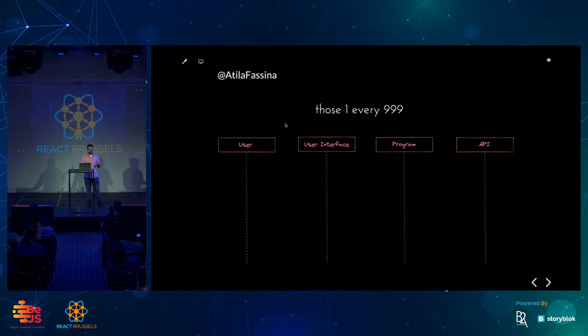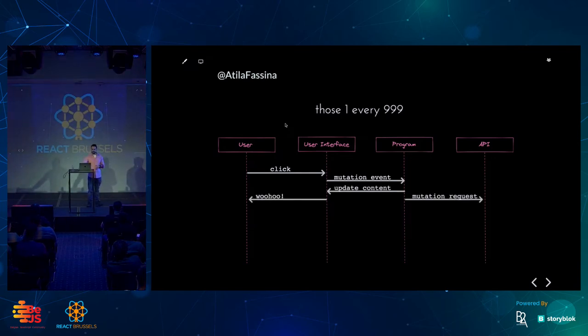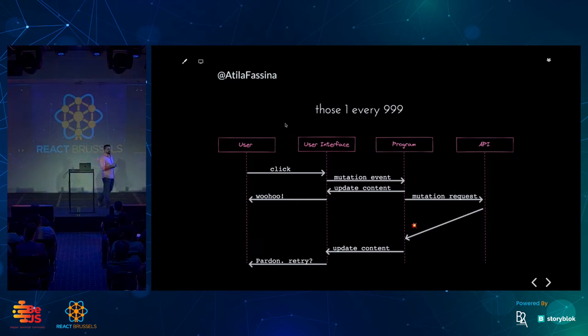So let's go again. Let's pretend there is some kind of problem in our database. So we click, the user interface sends a mutation request, everything again. We update. The user is happy, preparing to go on. Eventually, our request goes boom. So the program is going to tell the UI, oops, something happened. And then the UI can finally react to that.